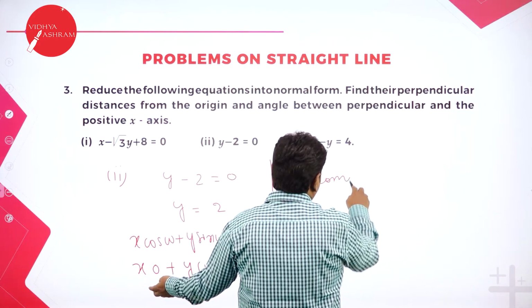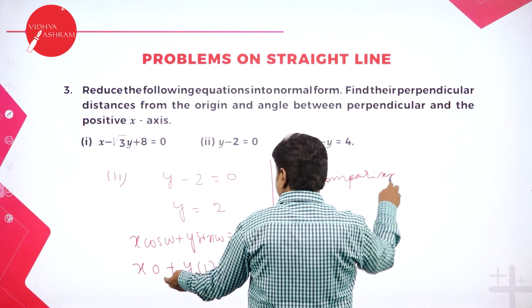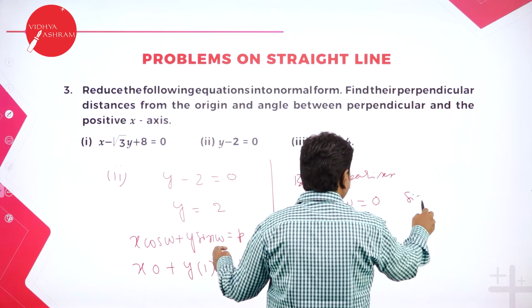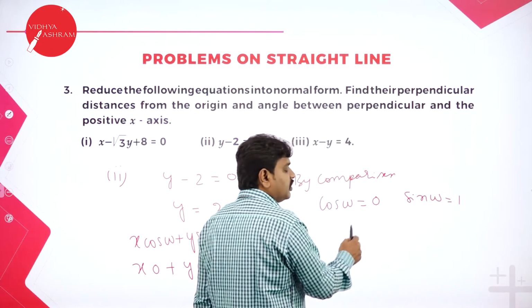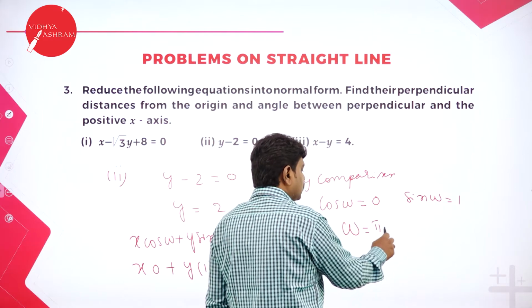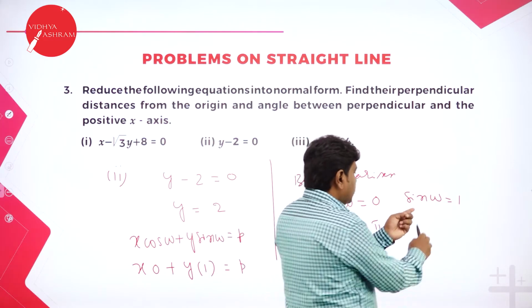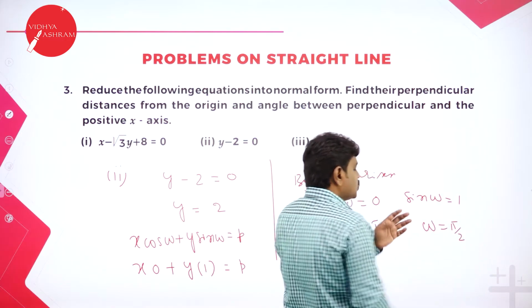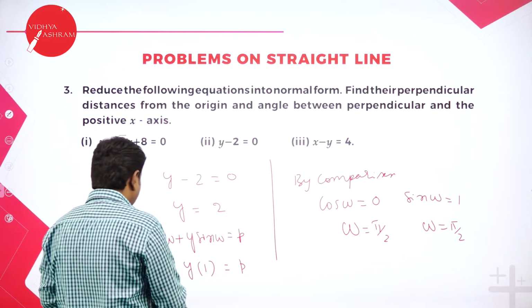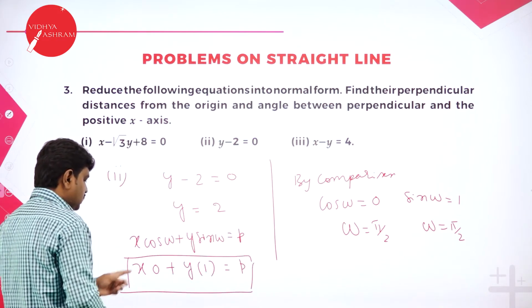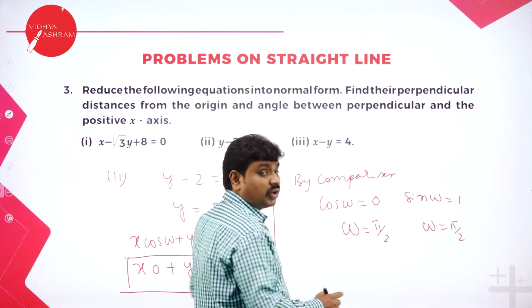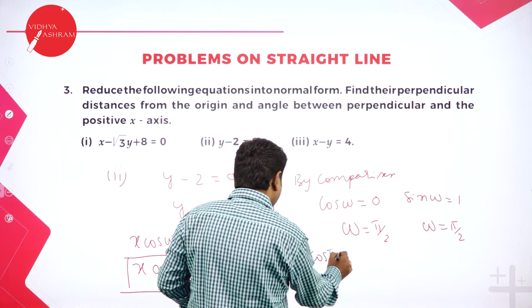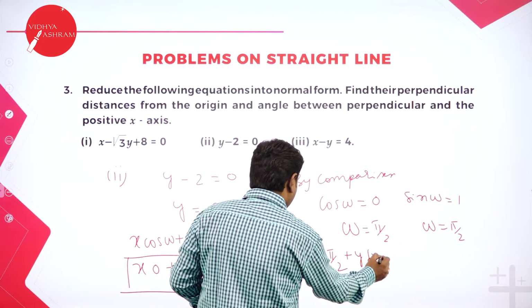If you compare both the equations, in the place of cos omega I have 0, in the place of sin omega I have 1. In the cos table, where will you get 0? 90 degrees. Cos 90 is 0, right? Similarly, in the sin table, where will you get 1? Sin 90. So omega is 90. In both cases I am getting the same omega. So you got omega. Now they wanted normal form, and we wrote it in normal form. What is the normal form? X cos omega plus y sin omega equal to p. Now I'll write x cos pi by 2 plus y sin pi by 2 is equal to p.